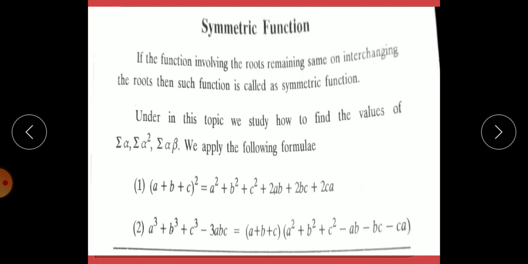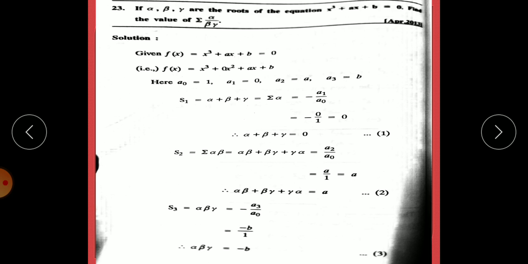Okay, so we are going to find the value of sigma alpha squared, sigma alpha beta. So we apply the formula: (a plus b plus c) the whole squared equals a squared plus b squared plus c squared plus 2ab plus 2bc plus 2ca, and a cube plus b cube plus c cube minus 3abc equals (a plus b plus c) into (a squared plus b squared plus c squared minus ab minus bc minus ca). Let us see the first problem.